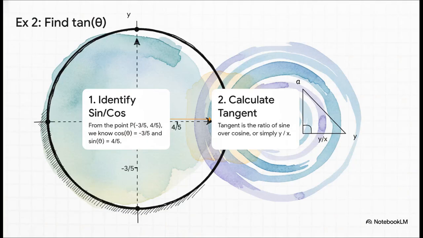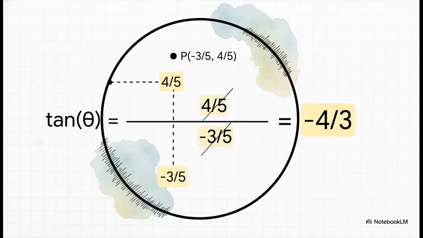Okay, next example. Let's say we're given a point. An angle, we'll call it theta, lands on the point -3/5, 4/5. And we need to find the tangent. Well, we already have our cosine, that's just the x value, -3/5, and we have our sine, that's the y value, 4/5. And since we know tangent is just sine divided by cosine, or y over x, the problem basically solves itself. We just divide 4/5 by -3/5, and we get our final answer, -4/3. See? Once again, the coordinates gave us everything we needed to know.